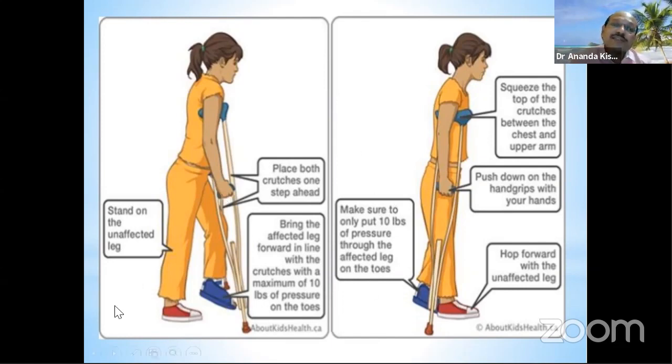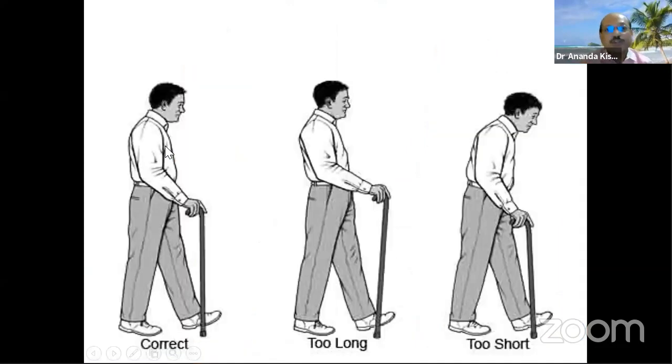Again, I am repeating, the 3-point crutch gait. First, the patient will stand with both crutches by the side. First move is the movement of the crutch. Second move, movement of the affected limb. Third move is the movement of the sound limb, keeping the pressure, squeezing the crutch between the arm and the chest. So this is the 3-point crutch gait, an orthopedic gait.